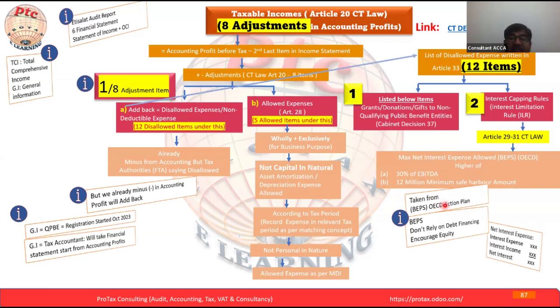So we already understand the interest capping rule, the guideline they have taken from the OECD action plan, the BEPS. The BEPS says do not rely on debt financing, encourage equity. So what is the rationale behind that? There are many rationales. One of the rationales is they want to encourage people to put their own money into the business, instead of borrowing funds from a financial institution or others.